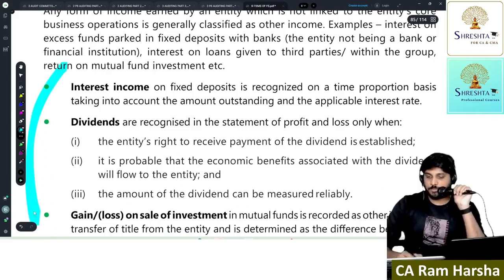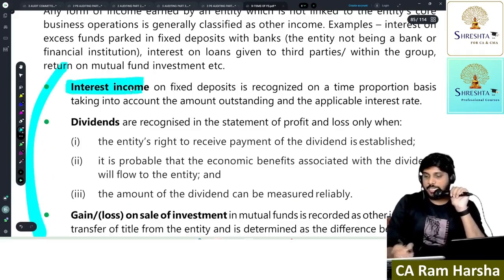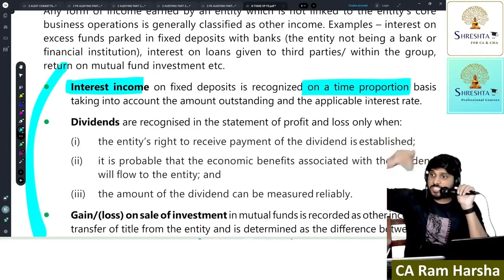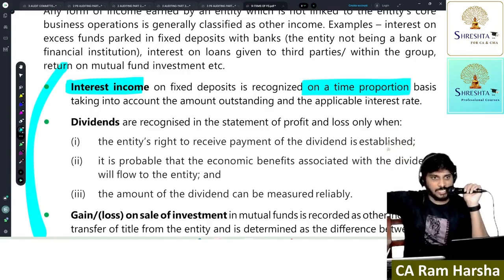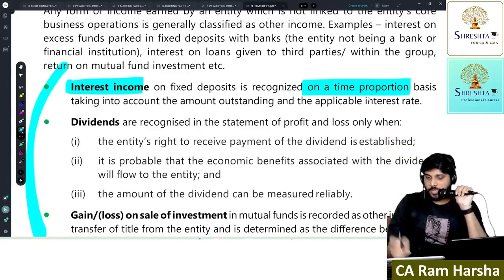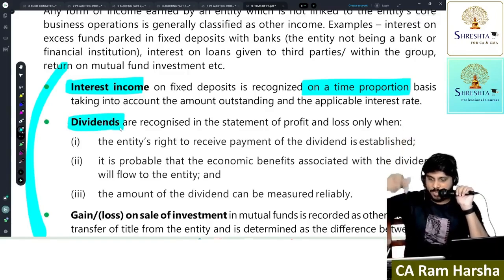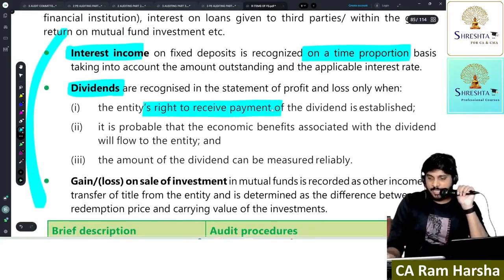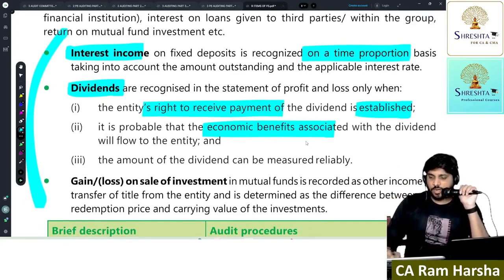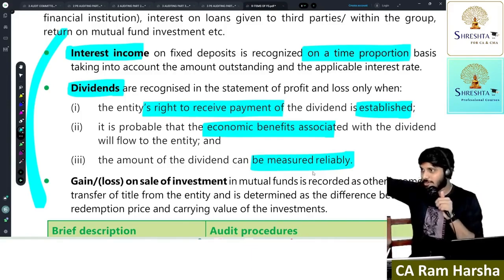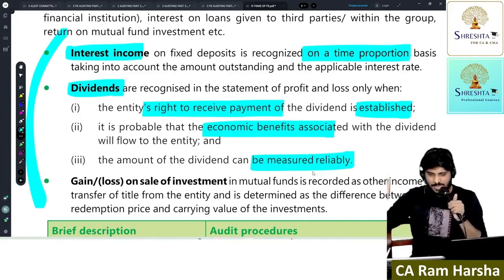Now, other income, this is an important point. How do you audit interest income? It is recognized on a time proportion basis. The auditor has to see whether, based on the fixed deposit receipt, interest is accounted correctly or not. Dividends you will receive only when the other company declares them, only then should they be recognized. See, the entity's right to receive is established. See, economic benefits, for sure the dividend will be received or not. See, the dividend can be measured reliably. Obviously, they will put some rate of dividend, so we can measure it.